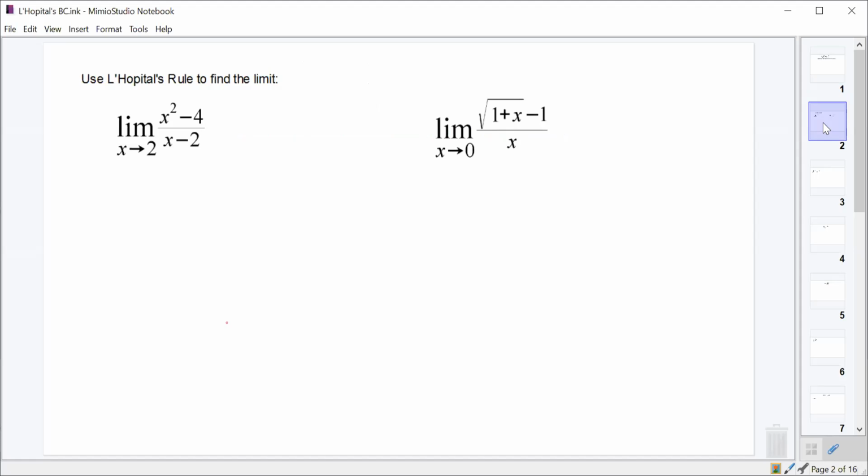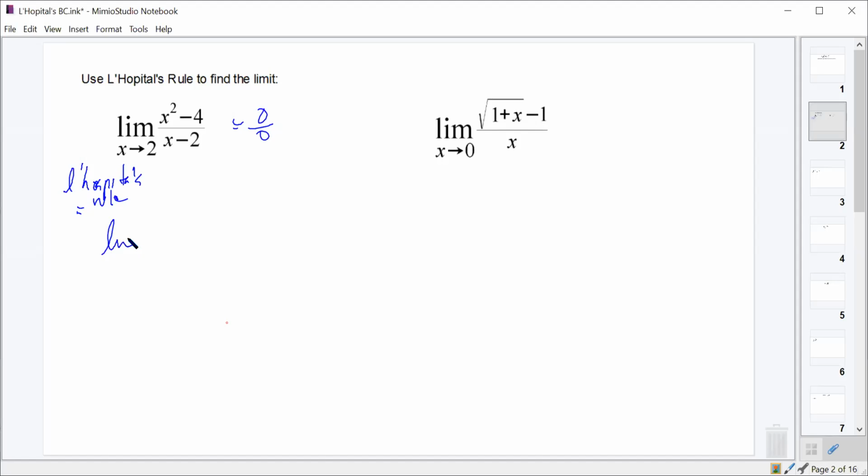First thing you should always do is what with your limits? Plug it in. And so if we plug in 2, we end up with 0 over 0, right? Which tells us we can use L'Hopital's rule. And they want you to write out that you're using L'Hopital's rule. They don't want you to write LH. They want you to actually fully write out L'Hopital's rule, which is stupid, but that's okay.